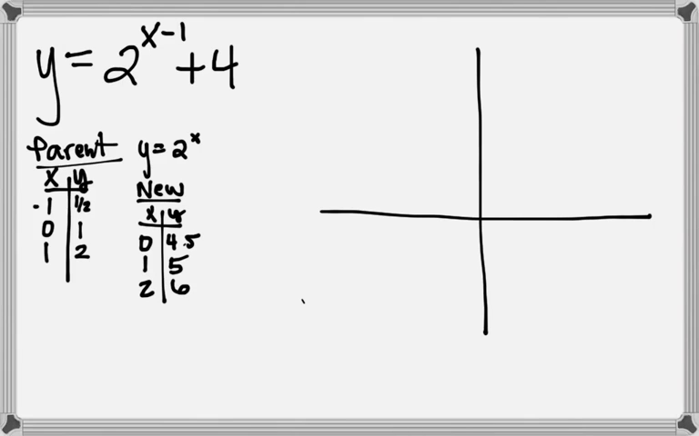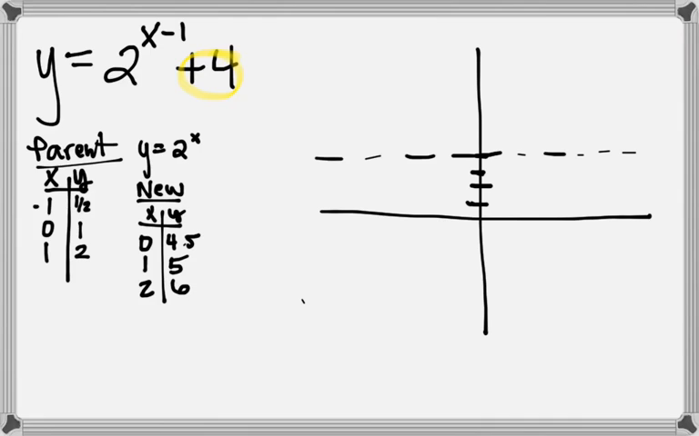How do we get these numbers? Add 4 to the y coordinates, right? And add 1 to all the x's. Let's go ahead and finish it out.